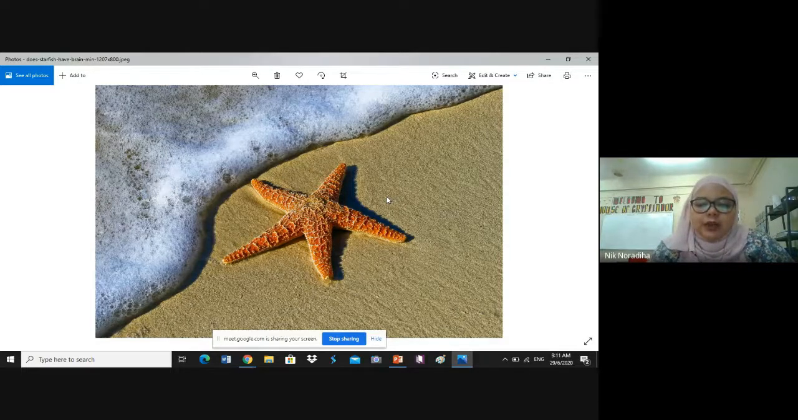Just now teacher asked you, what do you think? Does a starfish have a regular or irregular surface? The correct answer is that a starfish has an irregular surface. For those who answered right, good job. For those who got it wrong, don't worry. We can always improve. If you didn't know what a starfish looks like, now you know. So please remember that starfish have an irregular surface.